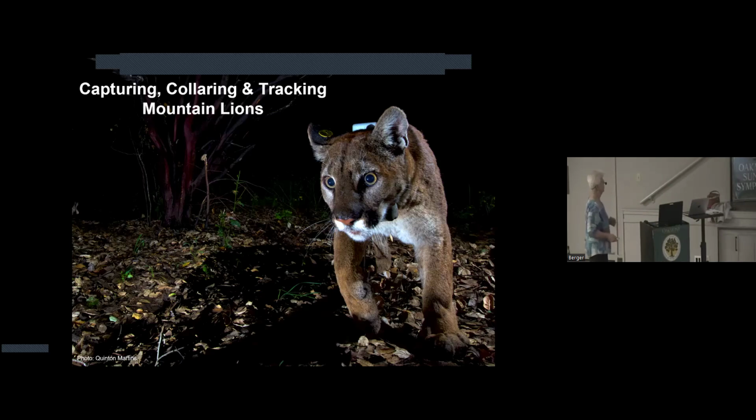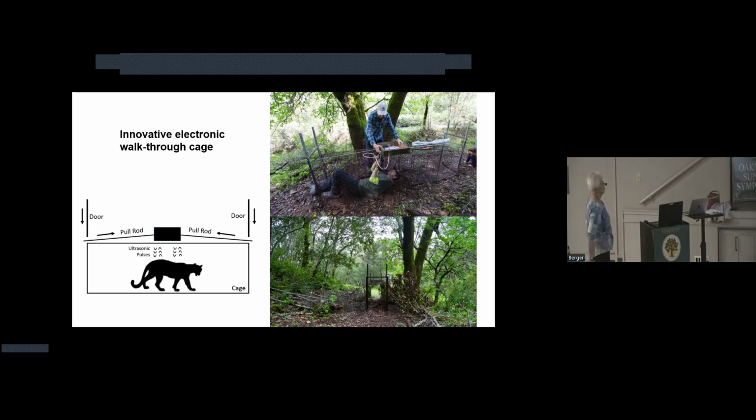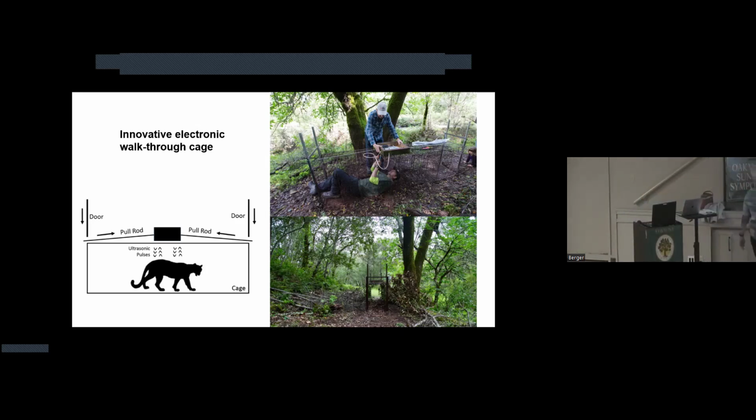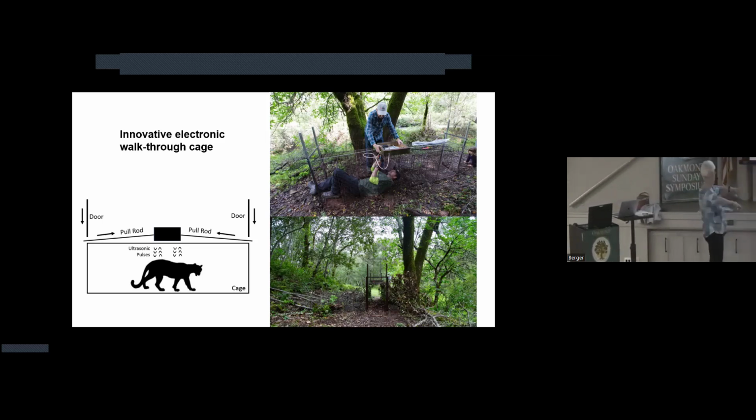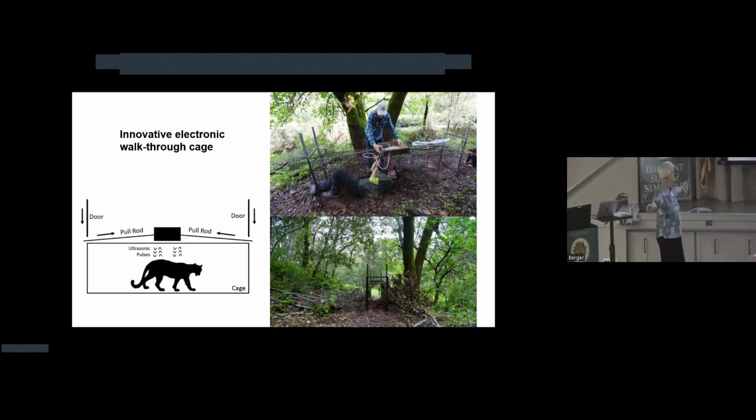Okay, capturing and collaring and tracking the mountain lions is obviously the big part of living with lions. So this is a picture of one of the cages that gets put out. If you can, I think you can probably see the length of it. It's got plenty of room for a mountain lion to be in it, so it's not terribly cramped for the lion. This particular one was a walk-through cage.